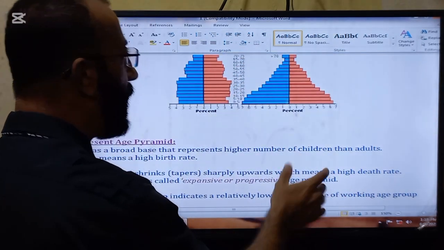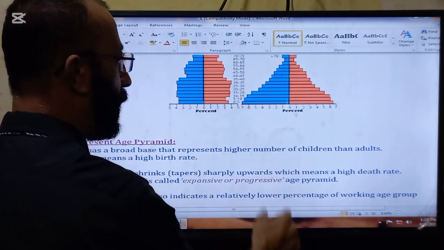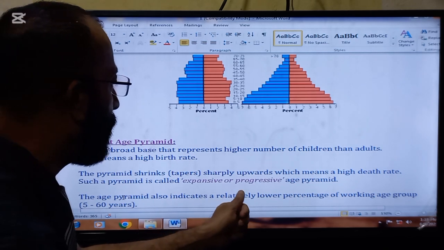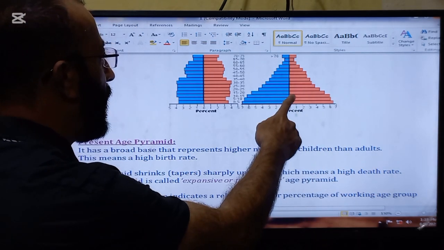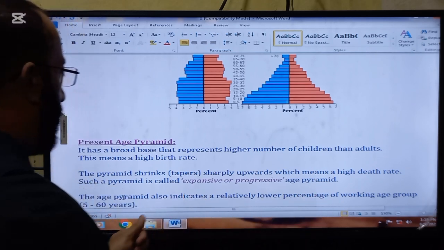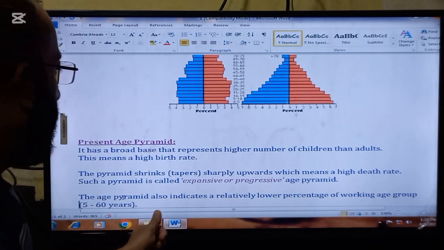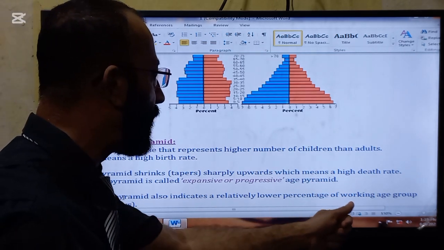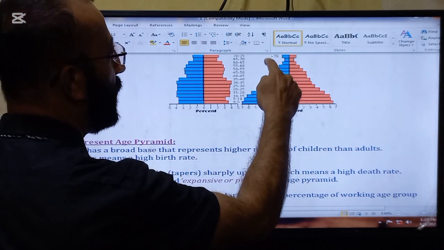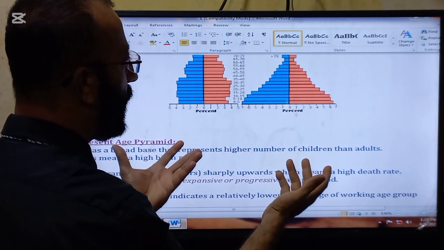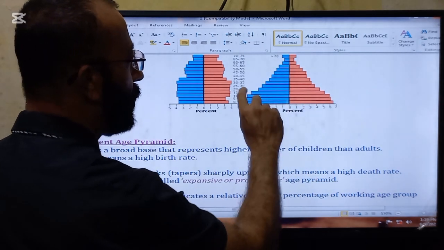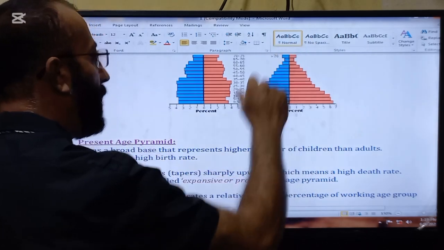Actually, we are now reading about the population structure of India. Okay, such a pyramid is called an expansive or progressive age pyramid. So this is an example of the progressive or expansive age pyramid. The age pyramid also indicates a relatively lower percentage of the working age group. So if you look at the number of the adults, from this graph we can also say that the number of the working population is very few and more dependents are there. So dependents are much higher on the working class.